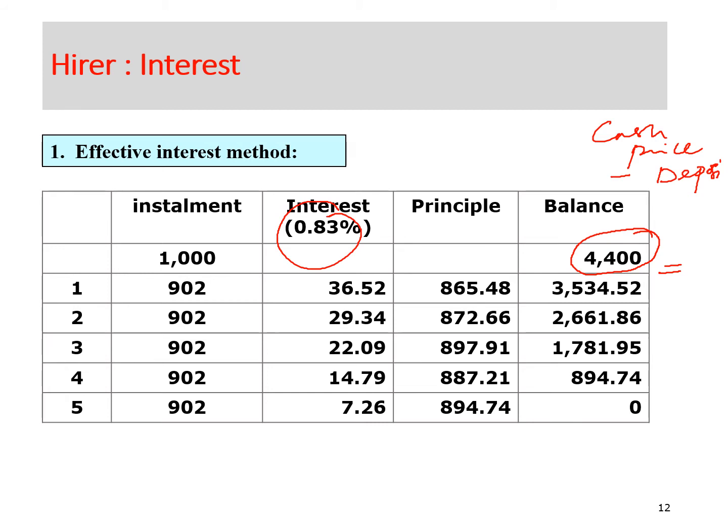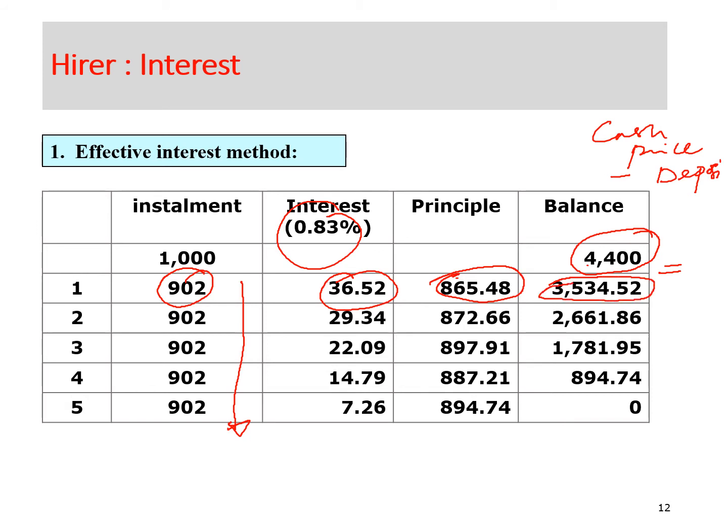Each month, the company will have to pay 902 as the installment for 5 months. How do you get 36.52? It is basically 0.83 per month times 4,400, and you get 36.52. Then you take the installment paid, 902, minus the interest. The difference is the principal amount. Then the balance of 4,400 minus the principal would be the carrying amount for installment number 1.